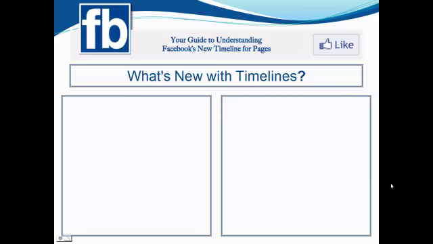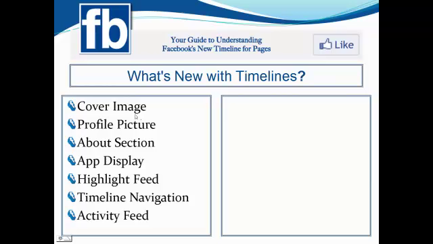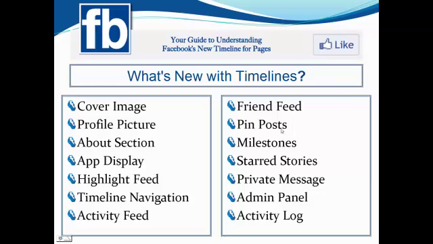First we have a cover image. There's a profile picture and the about section right there. We're going to talk about the app display, what their functions are and where they're located. A highlight feed, timeline navigation so you can see it all clearly. Activity feed, there's a friend feed, pin post, milestones, and starred stories, where you can highlight stuff on your page, as well as a private message, an admin panel, and activity log.